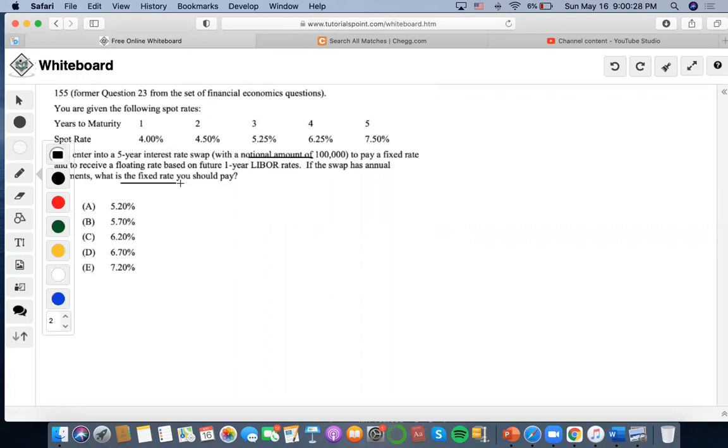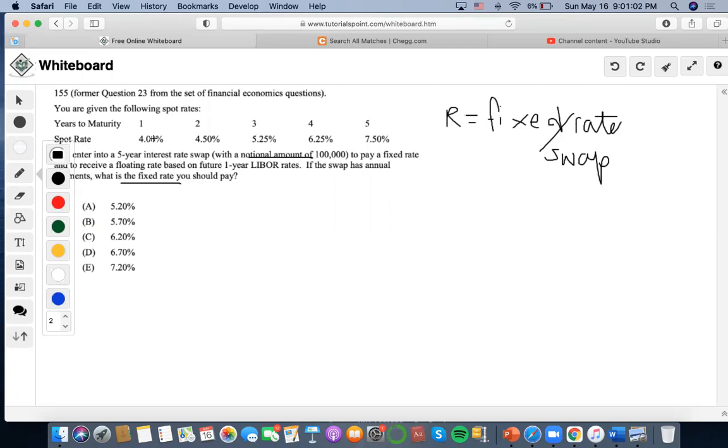Okay, well, fixed rate. What is a fixed rate? A fixed rate is usually denoted as R, right? Fixed R is known as the fixed rate or the swap rate. So whenever this problem is asking for R, fixed rate, or swap rate, it all means the same thing.